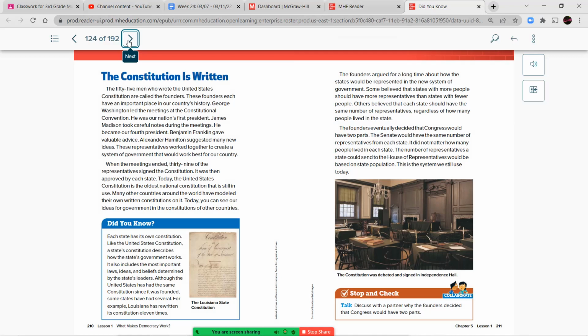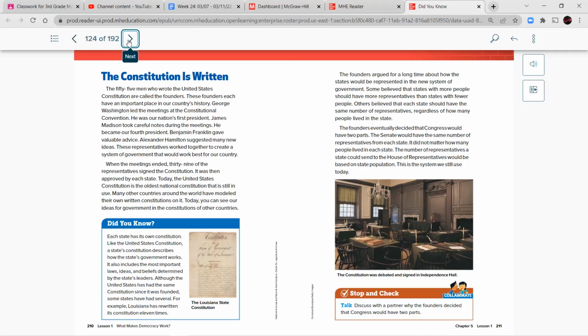The Constitution is written. 35 men who wrote the United States Constitution are called the founders. These founders each have important places in our country's history. George Washington led the meetings at the Constitutional Convention. He was our nation's first president. James Madison took careful notes during the meetings. He became our fourth president.